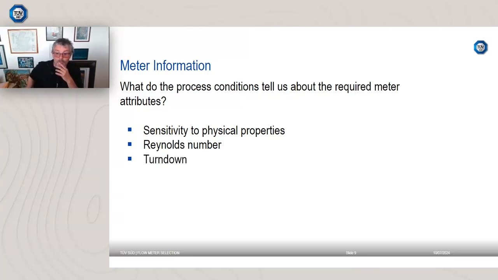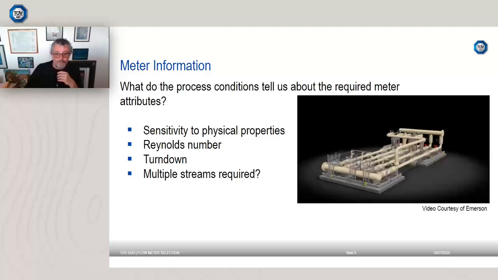The turn-down ratio, we mentioned this before. Is my maximum flow 3 times greater than my minimum, or 300 times greater? Some meter types have a turn-down ratio of 3:1 or 5:1. Some other meters, for example, gas ultrasonic meters, have a turn-down ratio of 100:1, maybe even more, depending on how well they're calibrated. So again, that's a consideration.